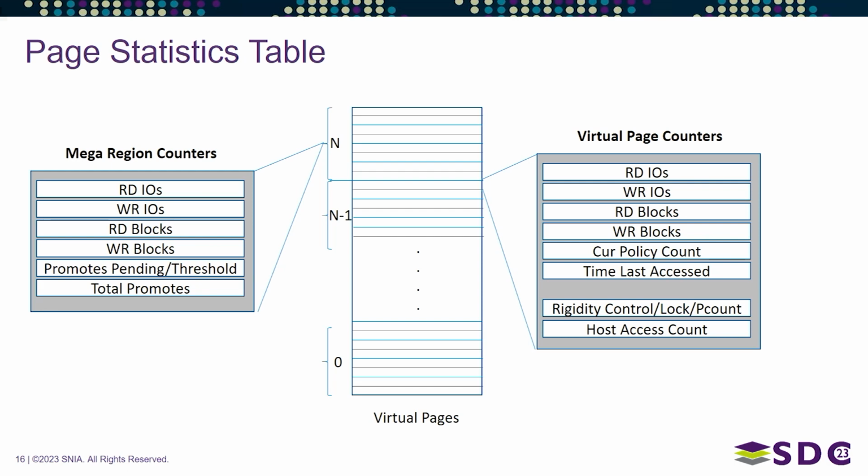The statistics table, just a quick peek into what that is: basically a bunch of mega region counters and virtual page counters. We had mega regions, and we had local regions for the pages. You're tracking reads, writes, read blocks, promotes pending, and total promotes on the high end, and then the same kind of things on the virtual page. A virtual page might be a region of 4 megabytes, for example. So you take 4 megabytes and keep statistics on all of those. Then you consult those with your tiering engine: okay, what am I looking like? What does my hotness curve or my hotness pages look like?